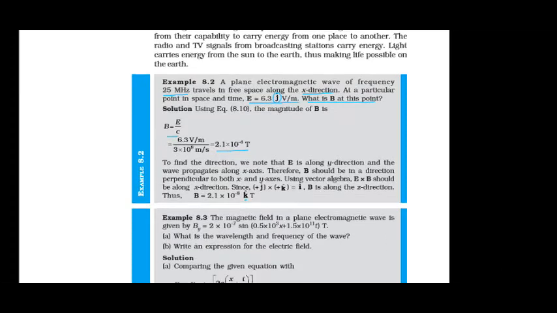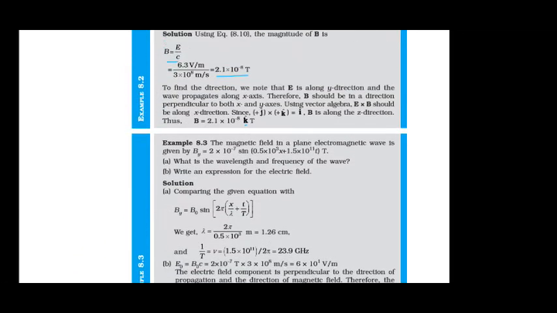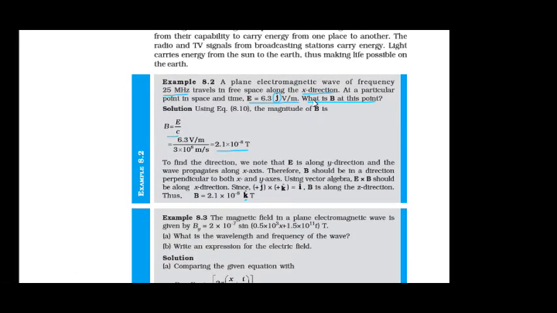Now, let us review the sum again. Electric field is given, frequency is given, the wave propagation direction is the x direction, and the direction of electric field E is j. We have to find the value of B at that point. So we know B is equal to E upon C, electric field upon velocity of light, from equation 8.10. So put the value of E and C, we get 2.1 into 10 to the minus 8 Tesla.